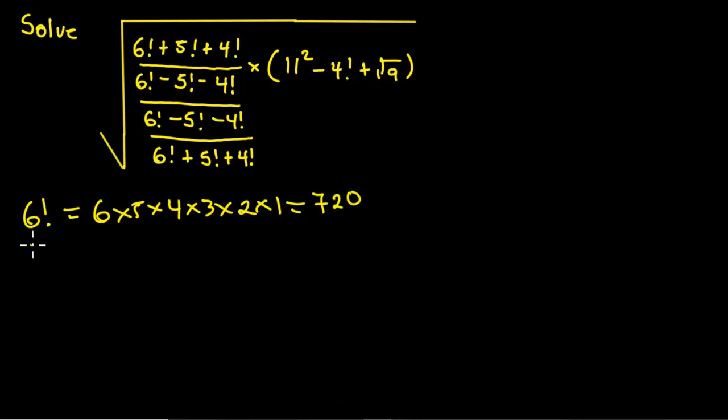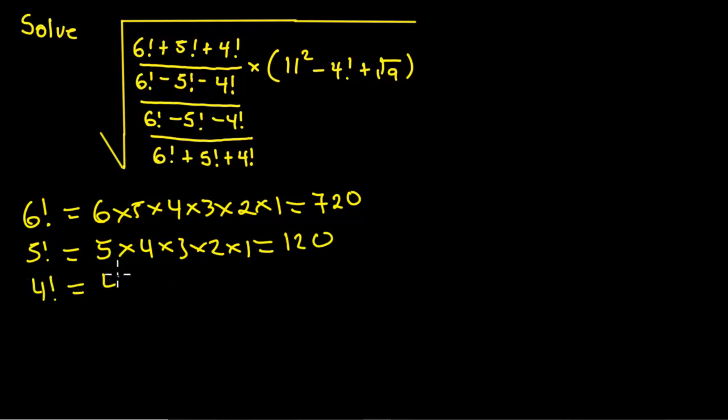And then 5 factorial can also be expressed as 5 times 4 times 3 times 2 times 1, which is also going to give us 120. And then 4 factorial can also be expressed as 4 times 3 times 2 times 1, which is also going to give us 24.